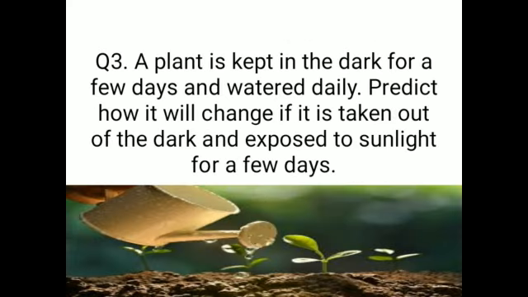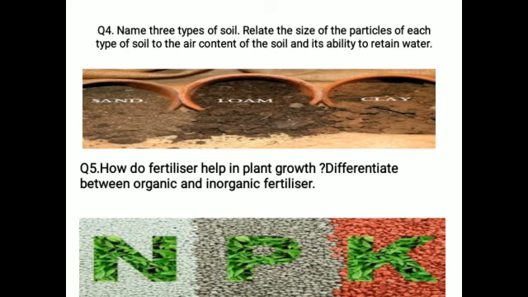Now question number 3. A plant is kept in the dark for a few days and watered daily. Predict how it will change if it is taken out of the dark and exposed to sunlight for a few days. You know, the plant will grow taller, bigger and healthier. And there will be more and bigger and greener leaves on the plant when it will be kept in the sunlight.